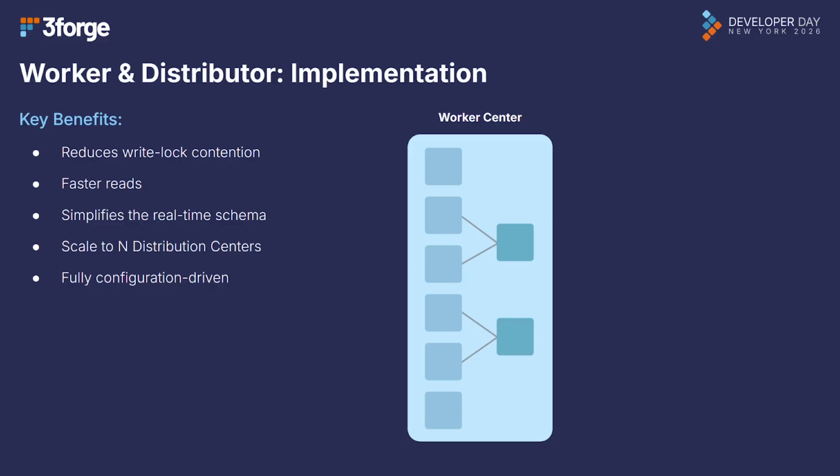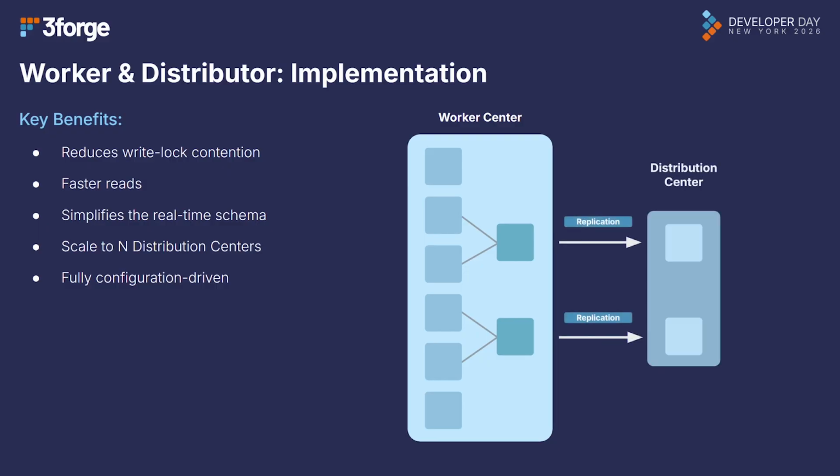Now, the key point here is you don't need to replicate all of the tables in the worker center to the distribution center. You only replicate the ones that are necessary for the user. So here, as you can see, although I have a bunch of tables here, I'm only replicating these two to the distribution center. And I do it by using something called replication. So this is my distribution center, and this is my worker center. Only 2 tables are being propagated to distribution. And then that's where the end users and other systems can read the data.